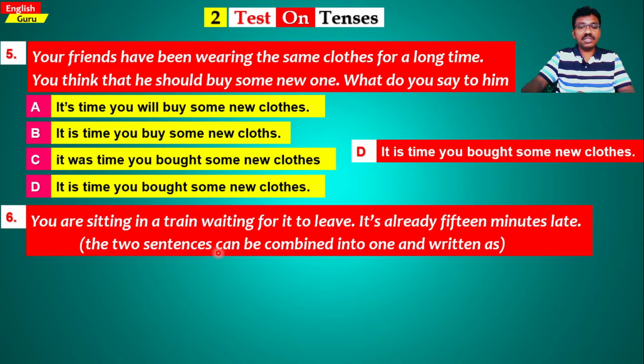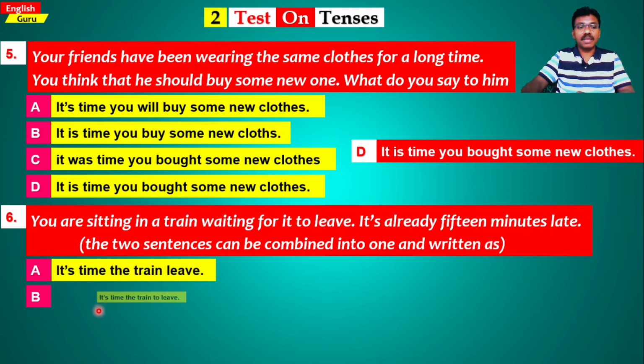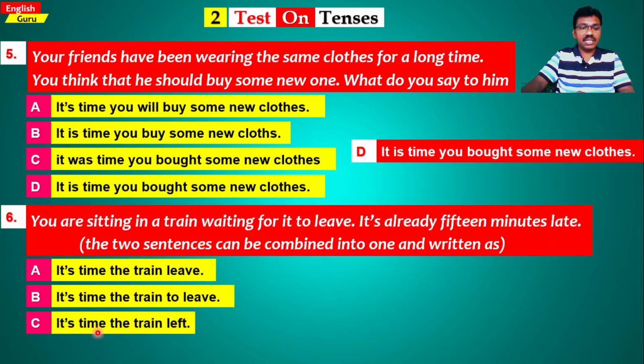The two sentences can be combined into one and written as. So these two sentences can be combined and can be written as one sentence. And what are the options? Option A, it's time the train leave. B, it's time the train to leave. C, it's time the train left. D, it's time the train leaving.